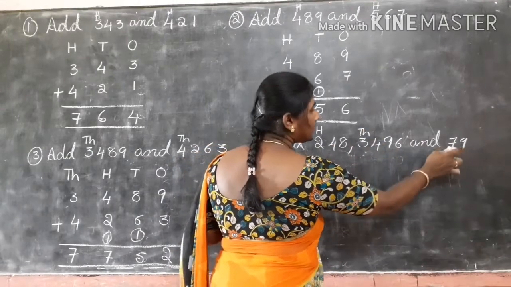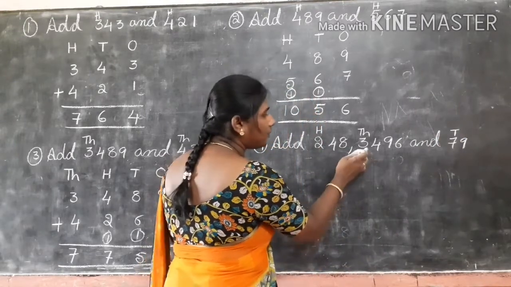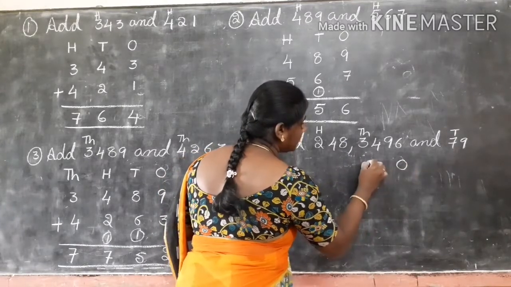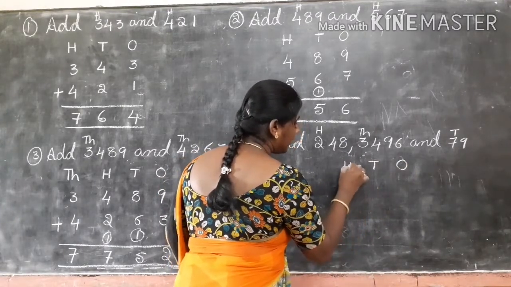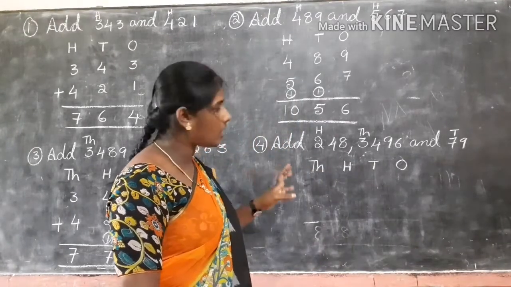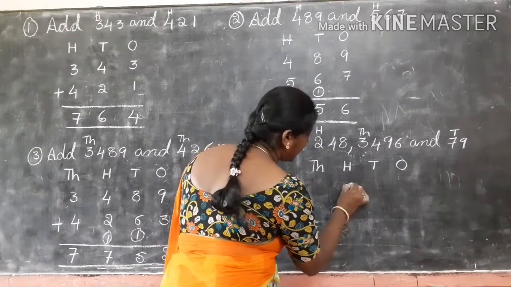Here it is ones, tens. Ones and tens. Now write the place values up to the highest place value. Thousands. So ones, tens, hundreds, thousands. So the first number starts from the hundreds place. So we have to start writing from the hundreds place.